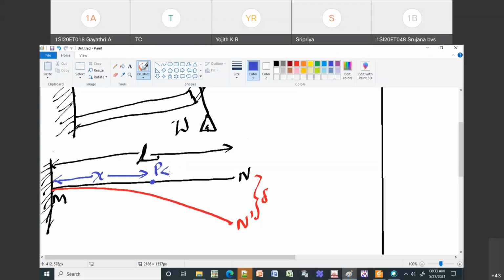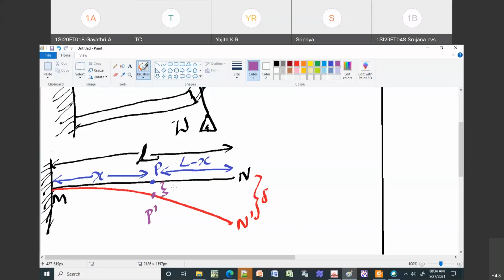So then what is the distance between these two, P and N? It is L minus x, because L is the complete length of your beam, neutral axis MN. So if P is at x distance from M, then the distance from P to N is L minus x.